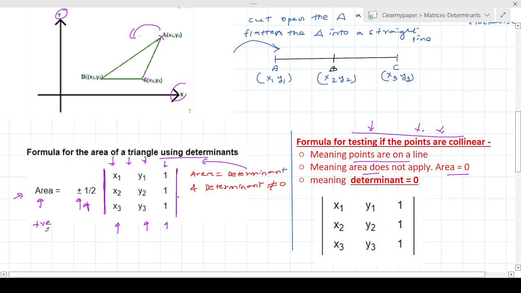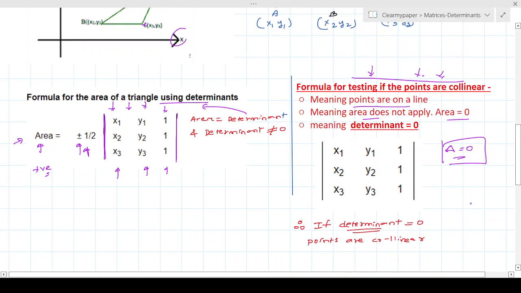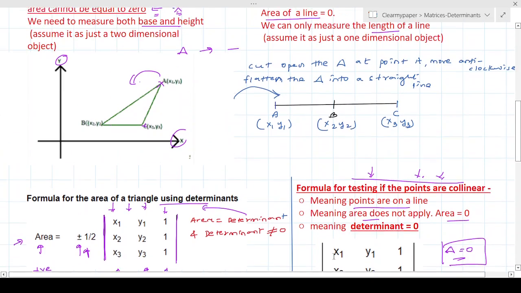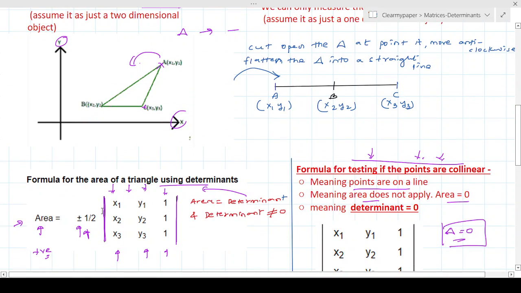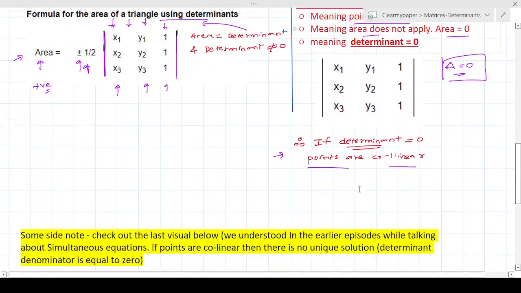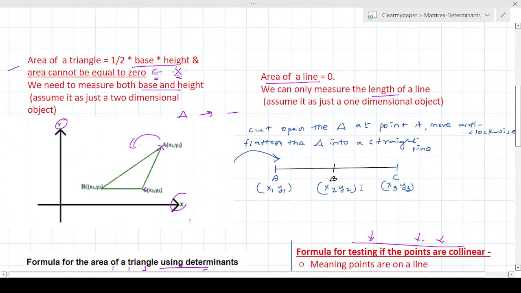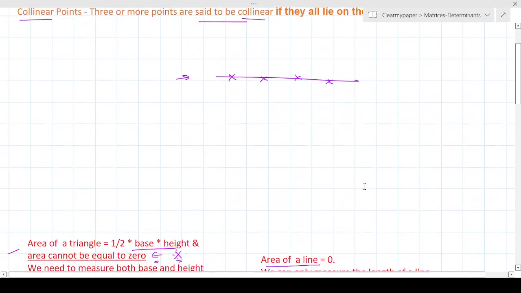We can just evaluate this determinant, and if the determinant is equal to 0, we can safely conclude that there is no area existing for this equation, and hence the determinant is 0, and we can say that the points are collinear because there is no other way about that. So that's pretty much as simple as that, how we extend the same formula to test if the points are collinear. That's a short video on this, and there might be questions on the exam for this, but I just wanted to give you a perspective of what it means.